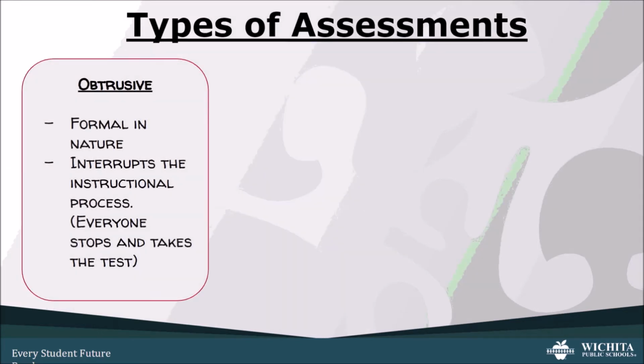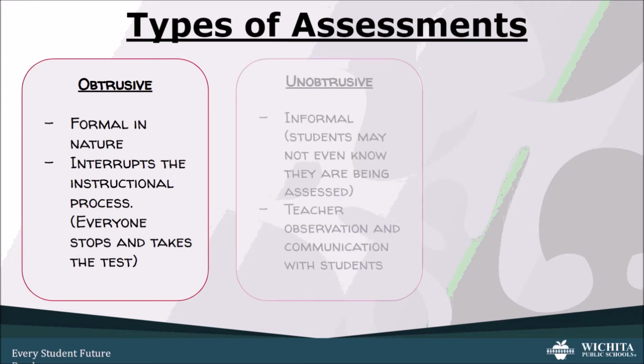The first would be an obtrusive assessment. These types of assessments are more formal in nature, where the instructional process is interrupted and we sit down and we take our quiz. This is very similar to what we do in a traditional setting. Okay, I'm going to stop teaching. I'm going to give you this test, this quiz, this assessment piece. You're going to take it and you're going to hand it in to me, and I'm going to score you off the scale. That's obtrusive.